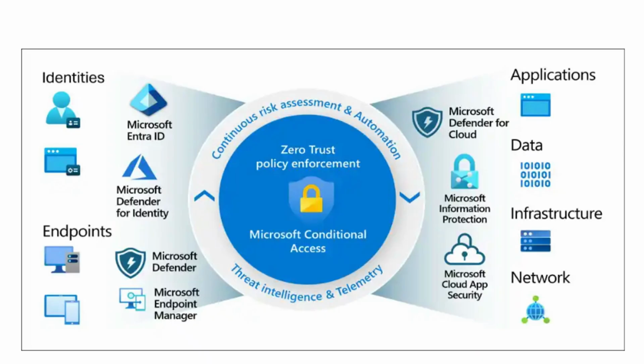This image illustrates Microsoft's Zero Trust security model. At the center is Zero Trust policy enforcement, powered by Microsoft Conditional Access, supported by continuous risk assessment, automation, threat intelligence, and telemetry. It protects 6 key areas or pillars.